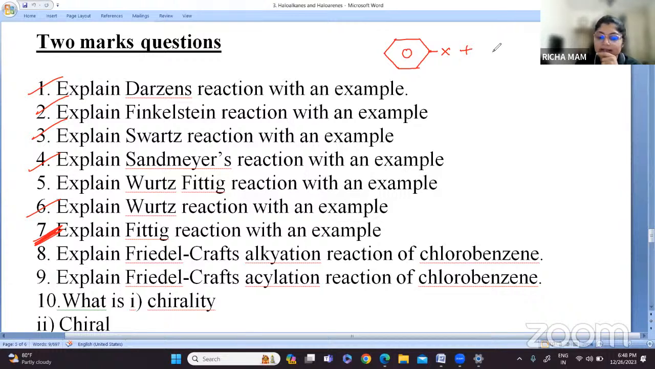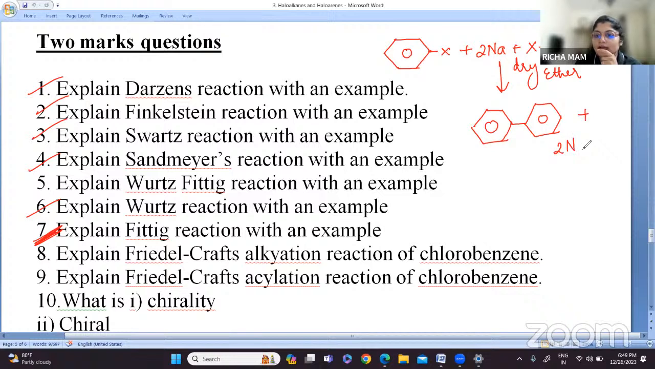So aryl halides, when they react with sodium metal in the presence of dry ether, what will I get? What will be the product, students? Is it right? I get a diphenyl. Yes, is it right?